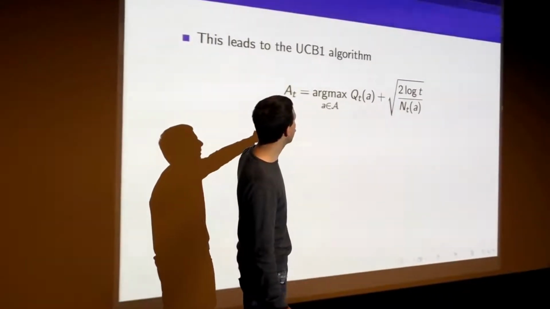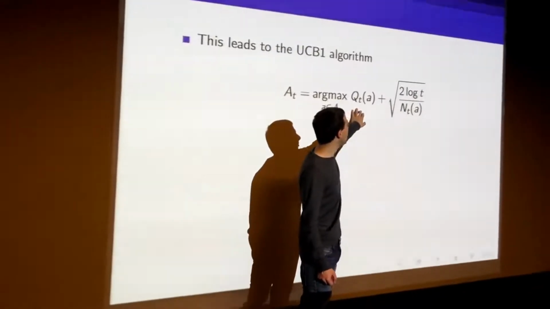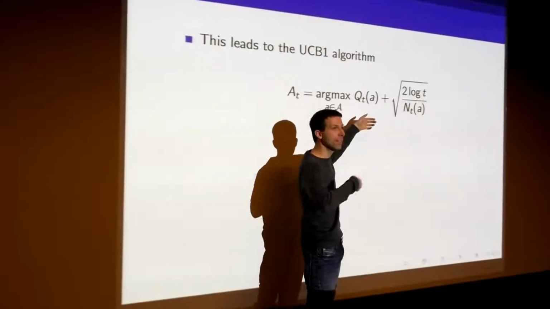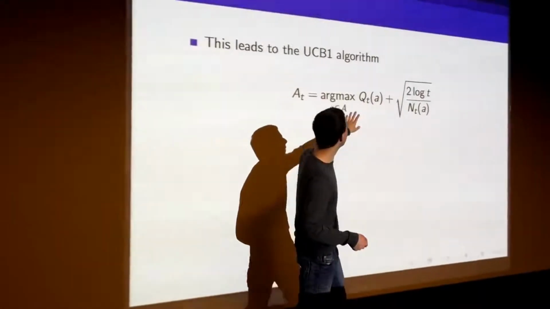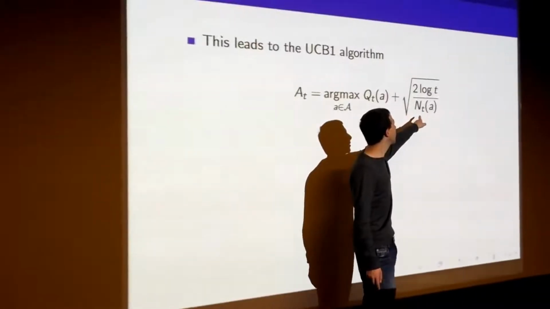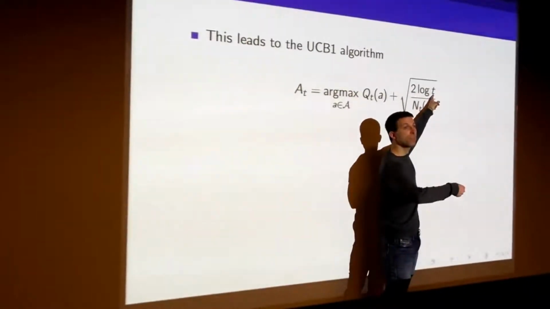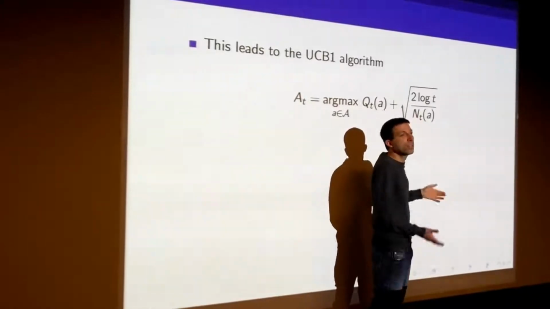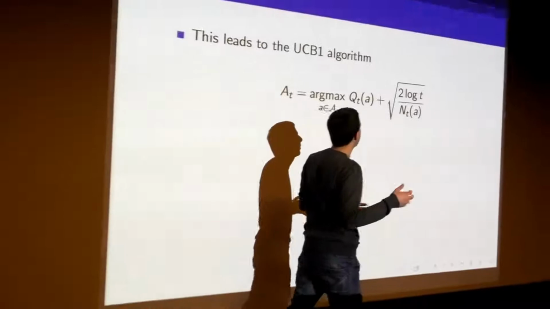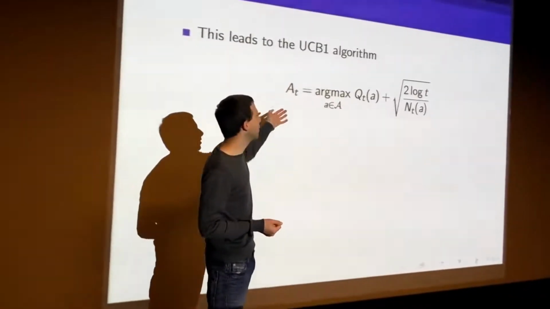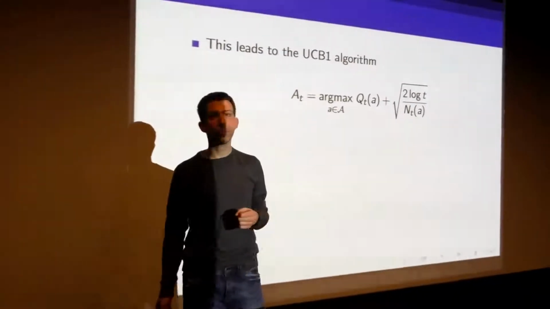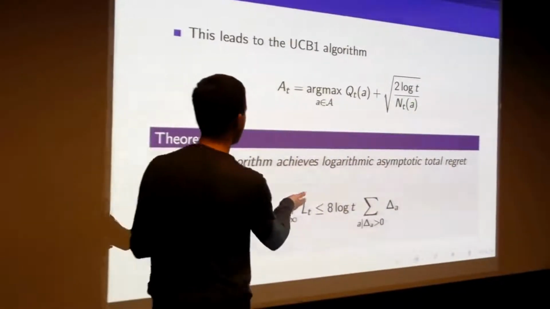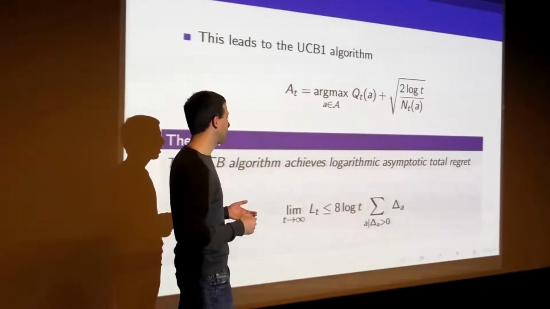But the basic idea is that every step, you estimate your Q values by taking the Monte Carlo estimate in the usual way. So you just take the empirical mean of everything you've seen so far. Then you add this bonus term that only depends on the total number of pulls of all of your arms, and the number of times you've pulled this arm. That's all it depends on. You add on this bonus and pick the action with the highest total value.